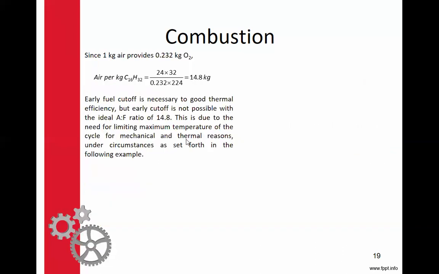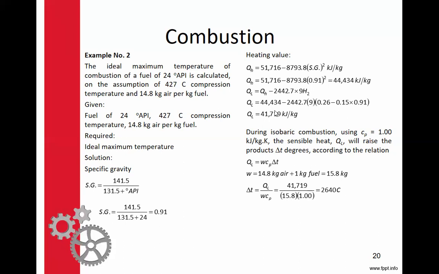Okay, this is what we used. So QL is equal to QS minus 2442.7 H2. So QL is equal to 44,437 minus 2442.7 times 9 times 0.56 minus 0.15 times 0.91. So QL, the lower heating value, since this is diesel, is 41,719 kilojoule per kilogram. That's 2.